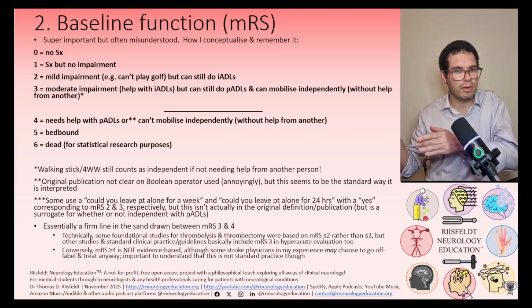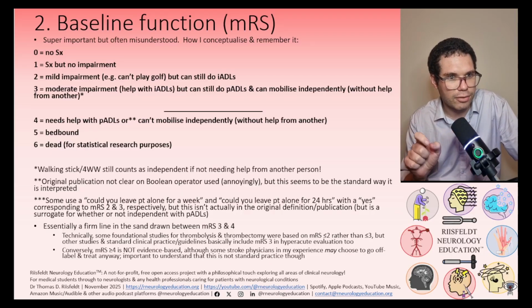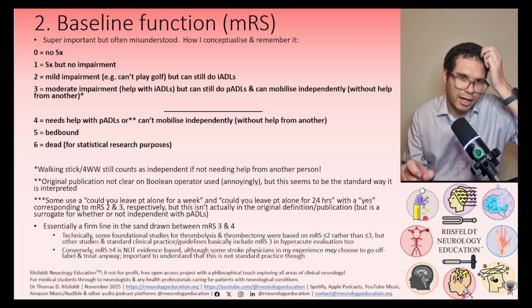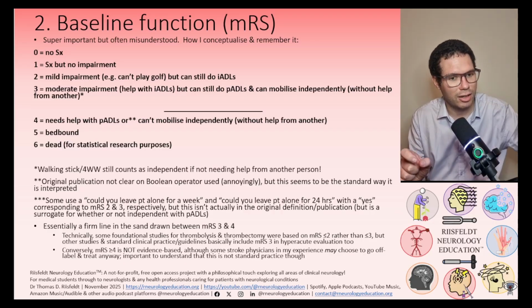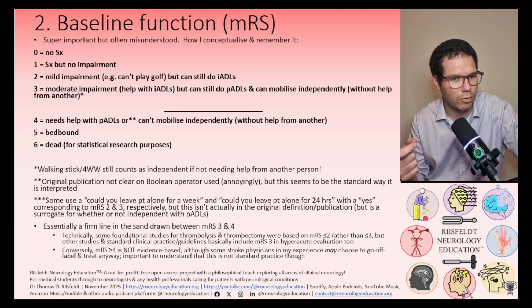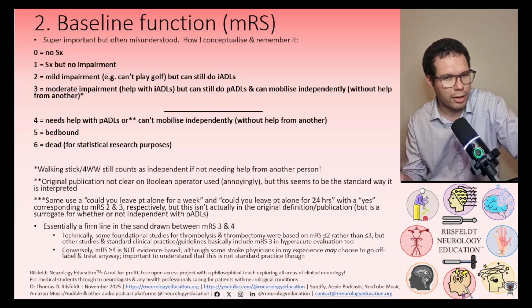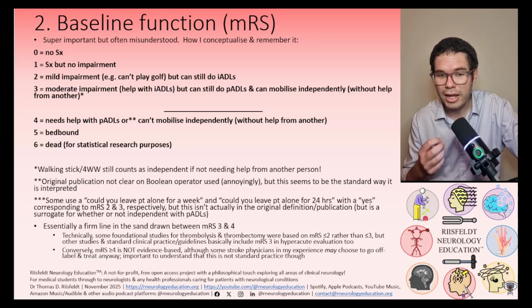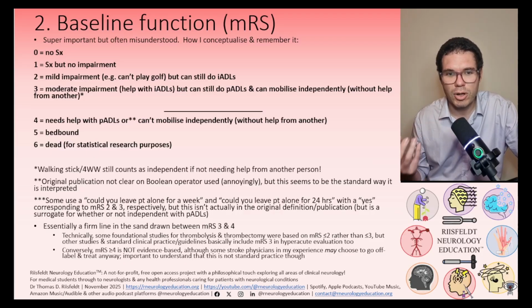Now let's move on to the red side of the line in the sand. So 4 is the patient needs help with their personal activities of daily living, or they can't mobilize independently without the help from another person. And one tricky thing I'll say here is that the original publications that defined the mRS, they didn't actually use clear Boolean operators in regards to the use of the word "and" versus the word "or", which you must think is the pickiest thing I've ever said in my entire life, but it's actually really important because it's not uncommon that you'll be at a stroke call and you'll see a patient and they need some help showering, but they can mobilize independently.